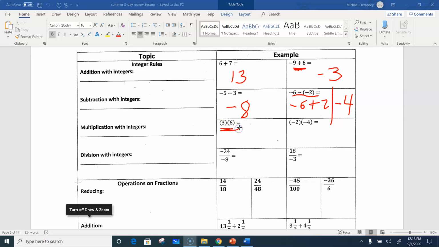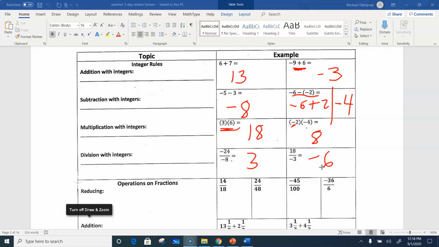Multiplication of integers, really simple. If they're the same sign, we just multiply them. 3 times 6 is 18. When they're both negatives, we're going to get a positive answer. A negative times a negative is a positive, so that's going to be positive 8. Likewise, a negative divided by a negative, positive 3. And here I have a positive divided by a negative, that's going to be negative 6. Okay?